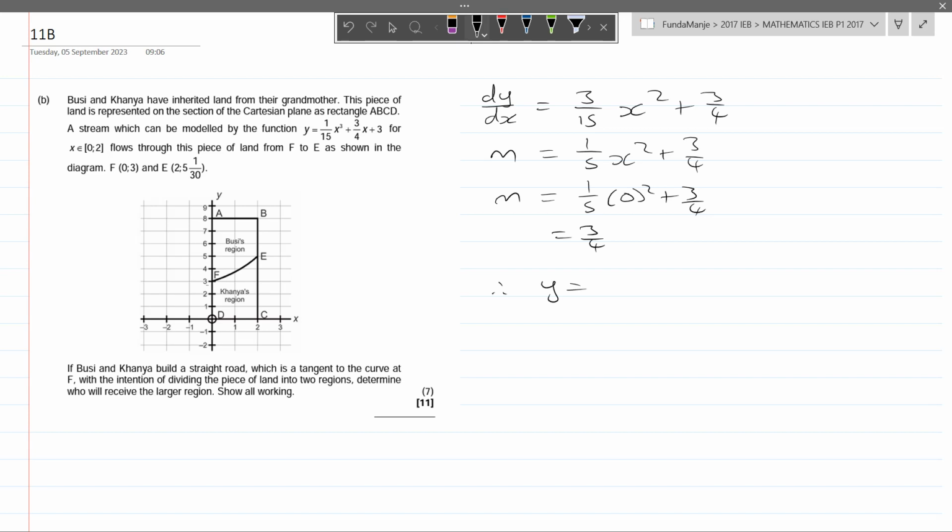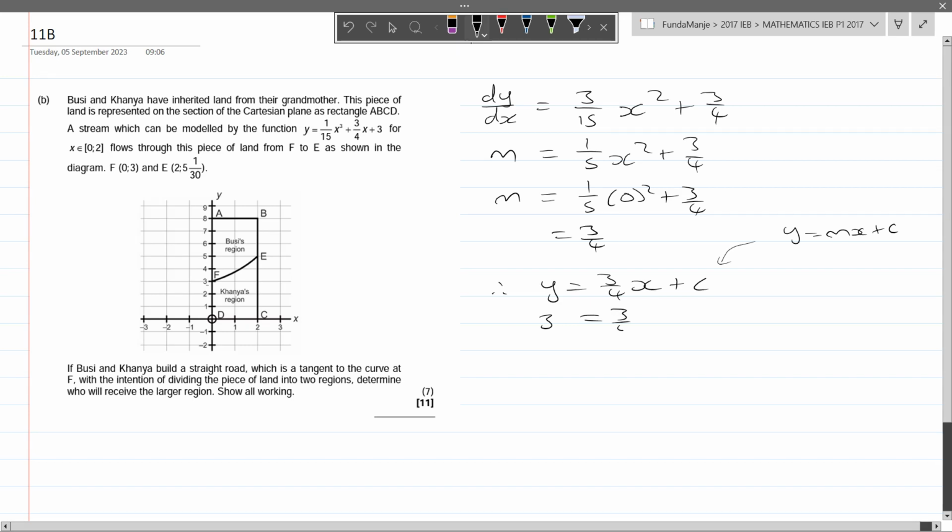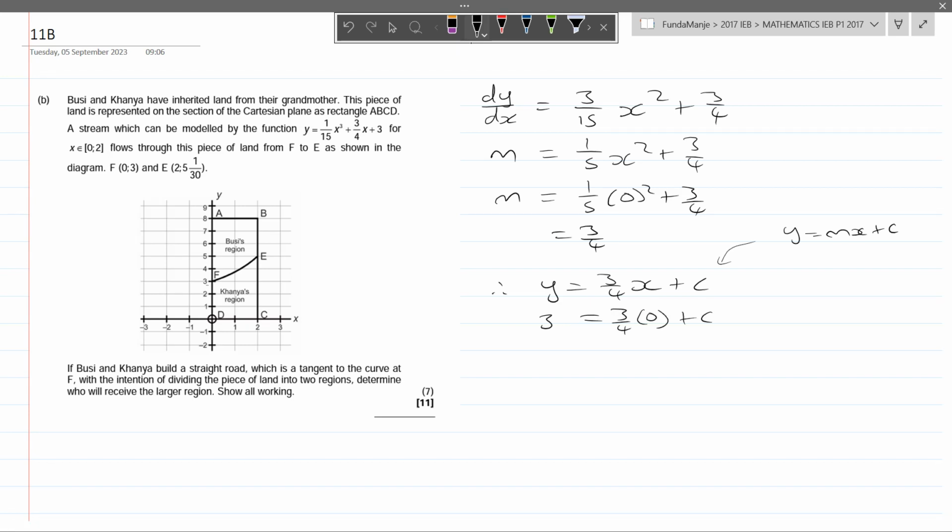Therefore, we can say the tangent has this gradient, 3/4 x + c. This is according to the y = mx + c formula. Then we need to find the value of c. Therefore, we need to substitute a point that is on this line. Since it's a tangent at F, they'll share those coordinates. So 3 for y, and 0 for x. We can find c as 3. So c in this case will be equal to 3. Therefore, the equation of the tangent is y = 3/4 x + 3.